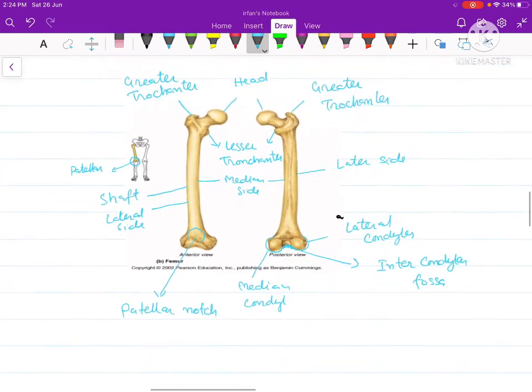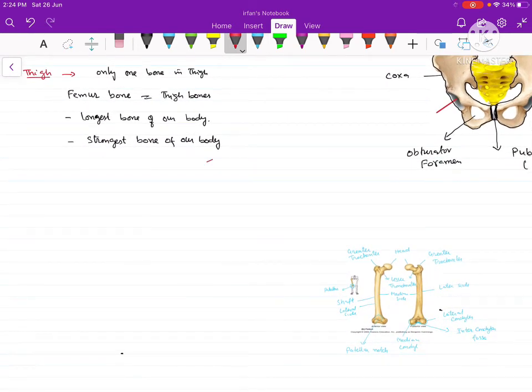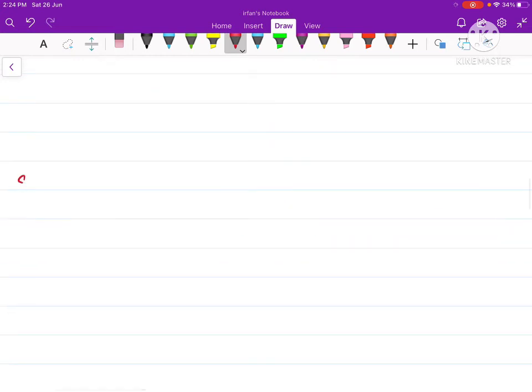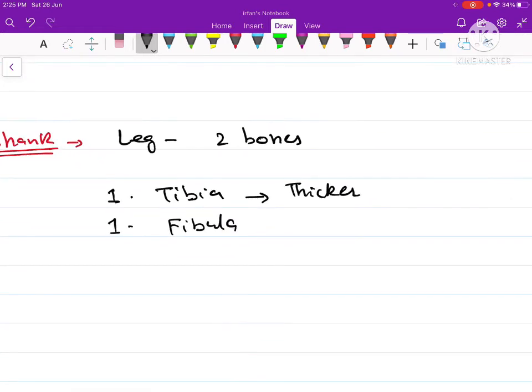Now let us talk about the shank. First was the thigh. The second part of our hind limb is called the shank, also called the leg. The shank is formed of two bones. Unlike the thigh, which had only one bone, the shank has two bones: one tibia and one fibula. The tibia is the thicker bone, while the fibula is the thinner bone.